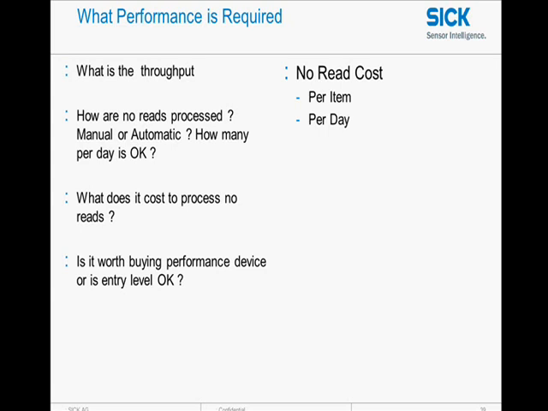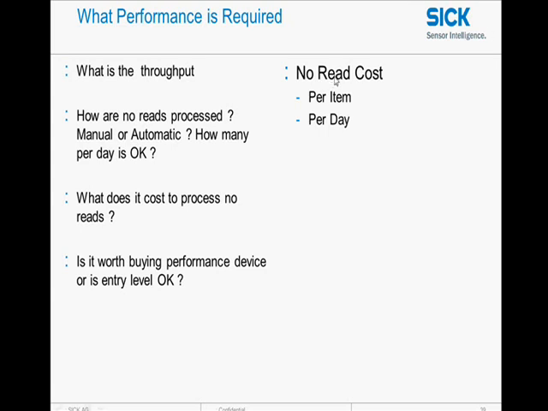But if they've got 1,000 or 20,000 items going through a day, a 99% read rate would be catastrophic to their business. So every no read has a cost, and it's important to try and get some feel for that cost. So how much does it cost to process it? How much time does it waste if the item doesn't get onto the delivery because it was a no read and got held up? And therefore the customer can decide whether he really needs one of our performance items or whether he can go with an entry-level device.